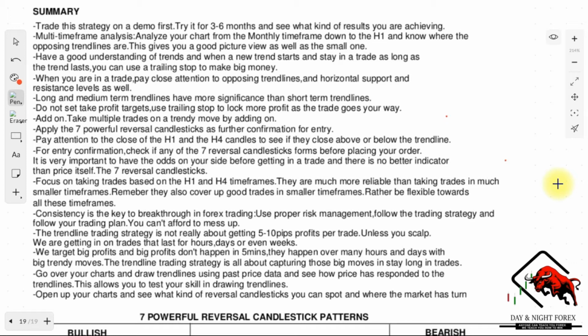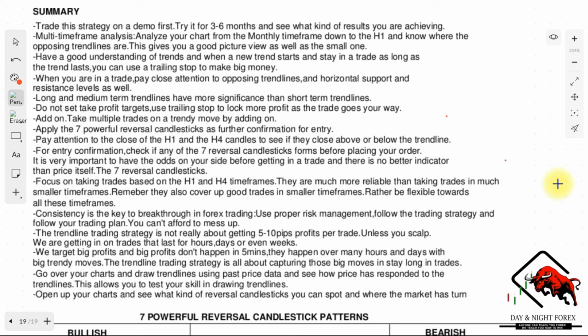The trendline strategy is not really about getting 5 to 10 pips profit per trade unless you are scalping. So we are getting in on trades that last for hours, days or even weeks. We will be targeting big profits, and big profits don't happen on the 5 minute or 1 minute time frame. They happen over many hours and days with big trendy moves. So the trendline trading strategy is all about capturing those big moves by staying in long trades.